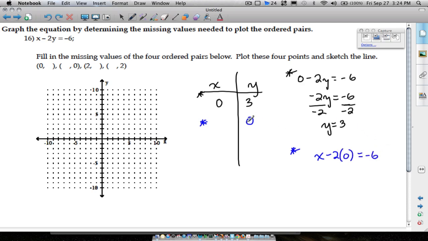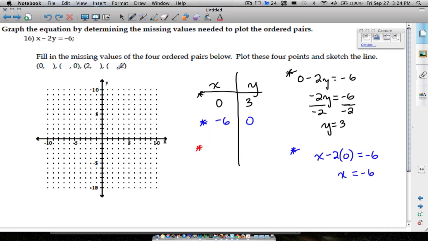Notice I'm taking that 0, plugging it into the y spot in this equation. So x minus 2 times 0, well, that's x minus 0. That still gives us x is equal to negative 6. So we found that point. Let's keep on going. We got 2 more to find.